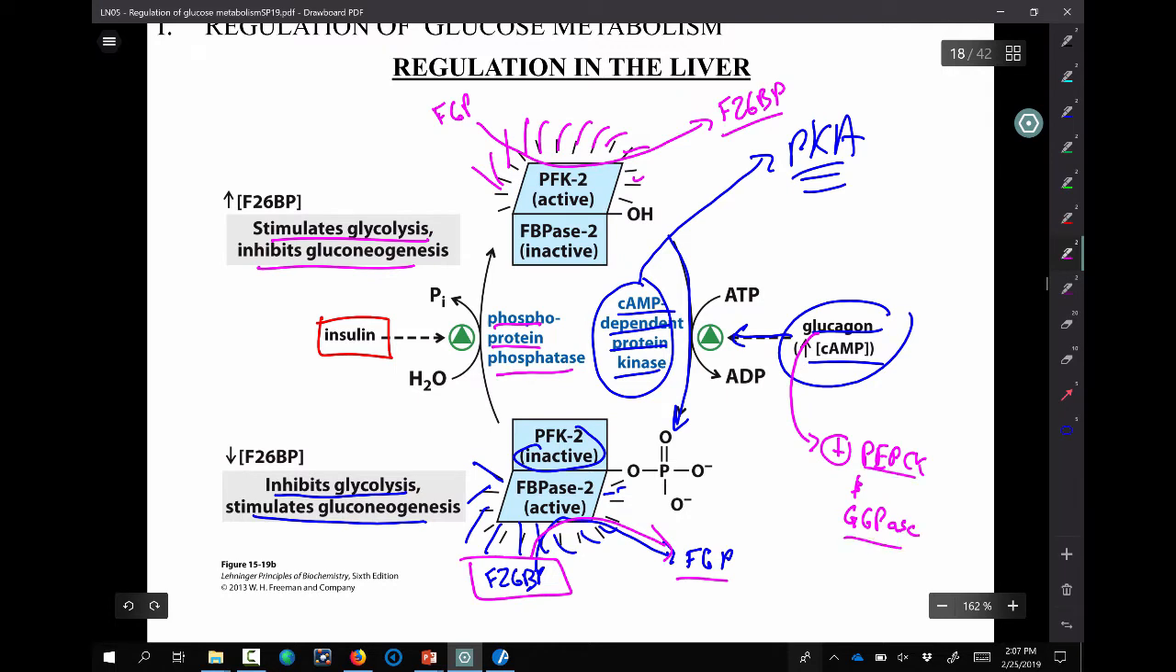Okay, so especially sustained glucagon signaling. If glucagon remains in the bloodstream for a significant period of time, there will be an increased expression of PepCK, increased expression of glucose 6-phosphatase, and that means that the liver will slowly ramp up its capacity to make glucose through gluconeogenesis.